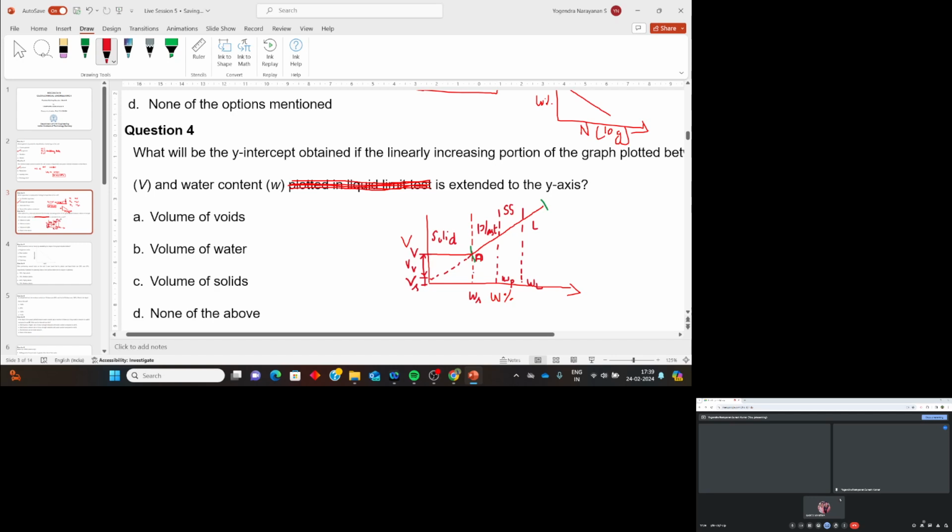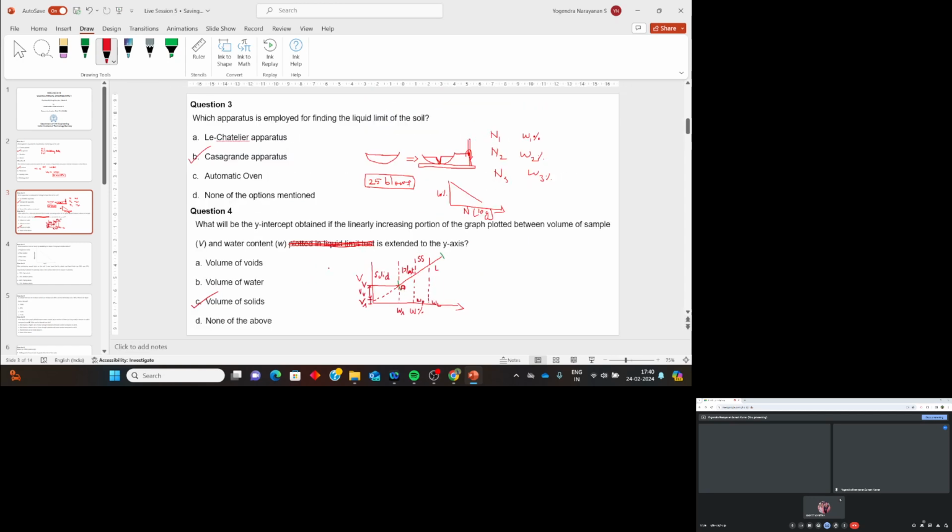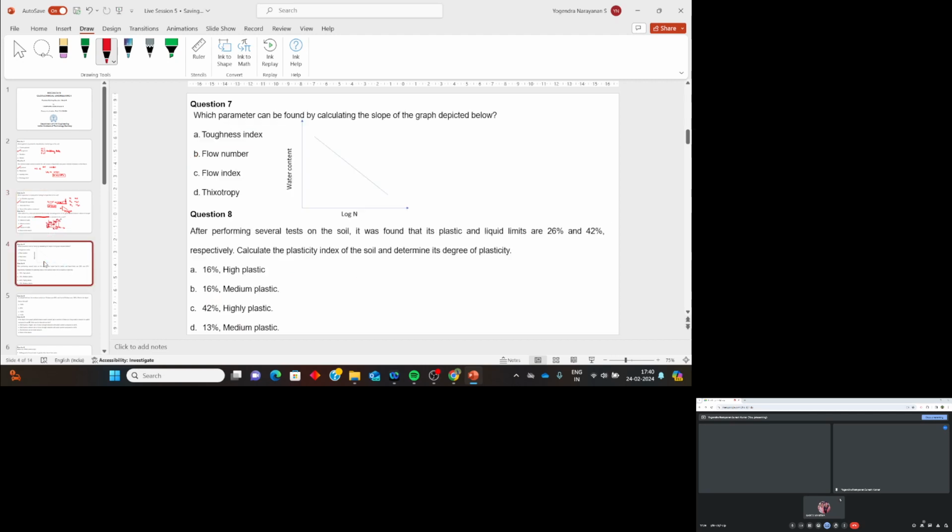When it reaches this point, the shrinkage limit, volume of voids will be equal to volume of water. And this is the condition. So, the answer for this one is, they are asking the y intercept. Intercept is measured from the origin. So, it is volume of solids. So, option C is the right answer. I hope it is clear. Yes, sir.